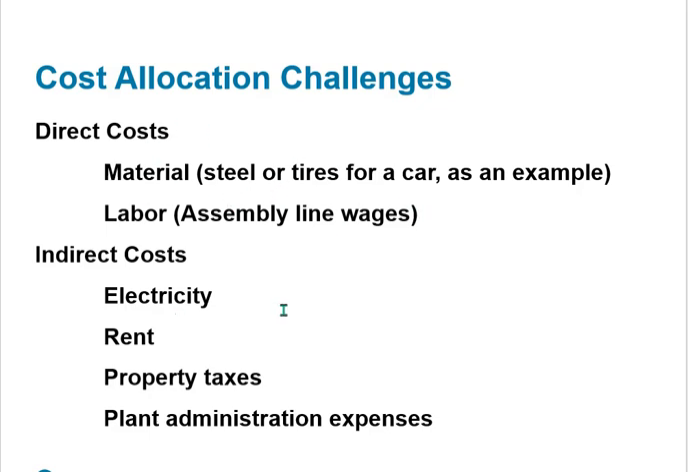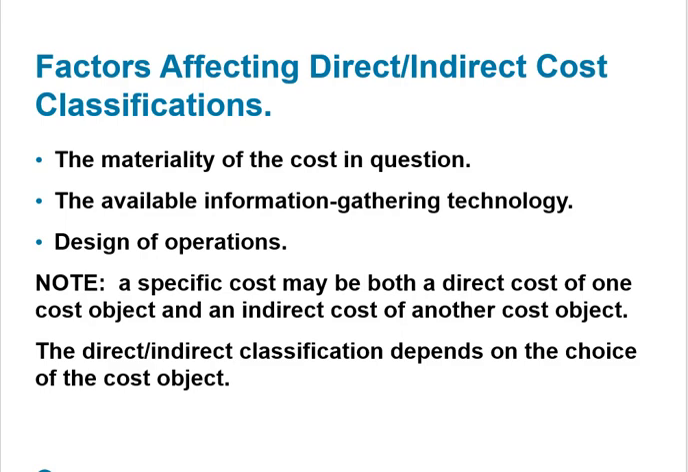Indirect costs are a different story. And we can allocate them in many different ways. You might remember some of that. Some indirect costs can be assigned to cost objects with reasonable accuracy, and others are more difficult. A few factors affect the direct indirect cost allocation: the materiality of the cost in question. All right. The smaller the cost, the less likely it will be economically feasible to trace the cost, like little screws or glue. Glue is a good example.